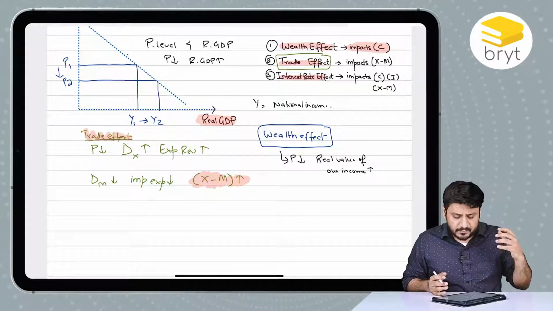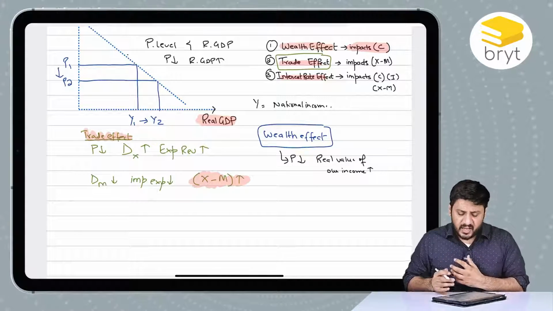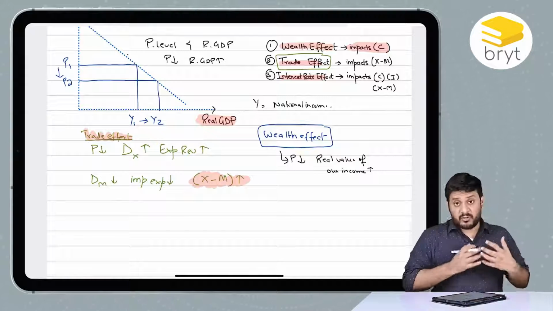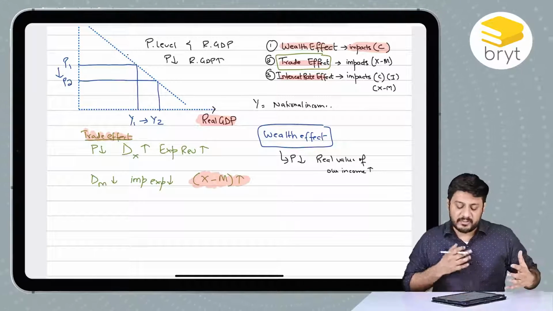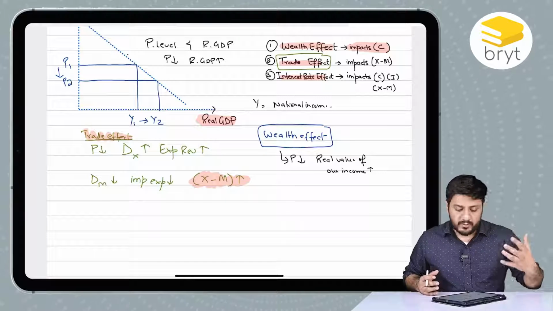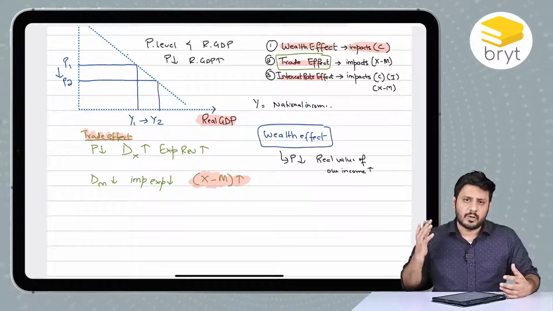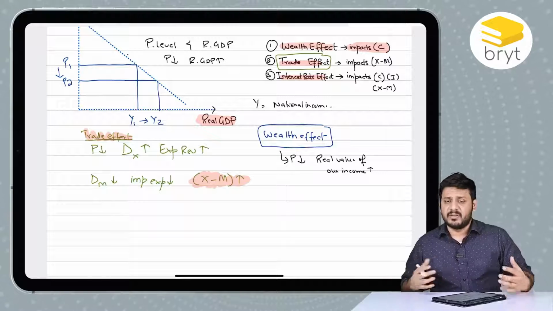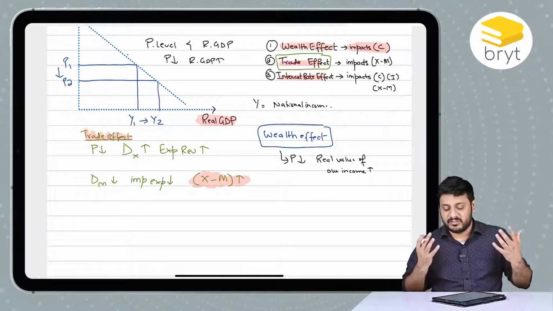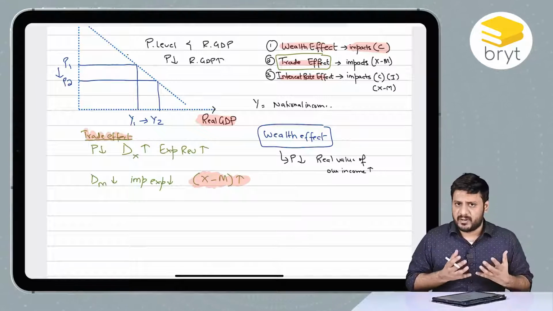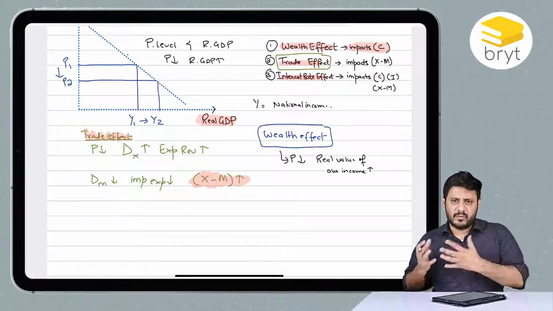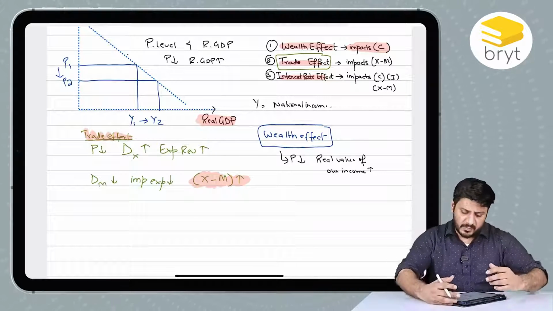So basically, the reason why AD is extending or real GDP is going up is the trade effect, not just the wealth effect. The trade effect is telling us that if price level goes down, your net exports would go up, and that would increase your real GDP. Since exports are rising, definitely your real GDP and national income would go up, and since you're benefiting domestic firms by buying domestic goods instead of imported goods, real GDP and national income would go up.